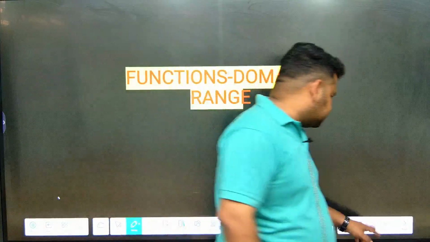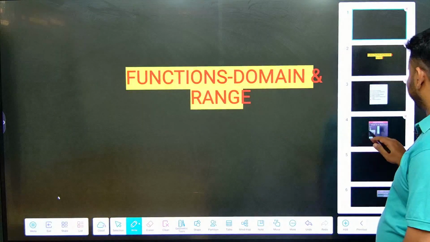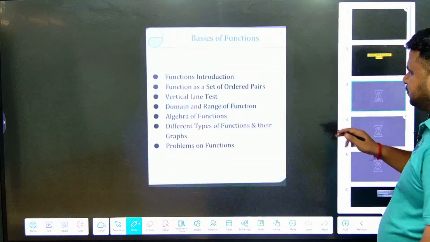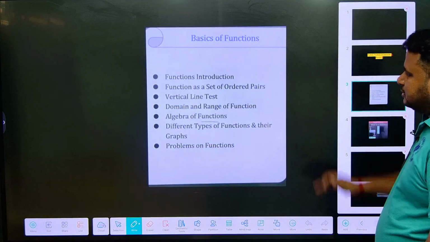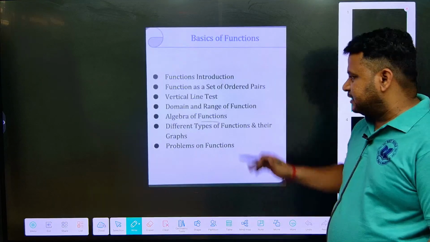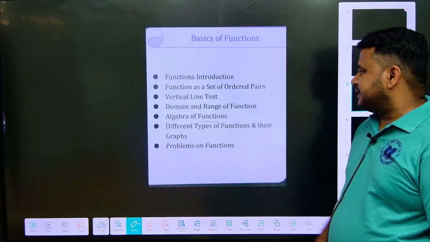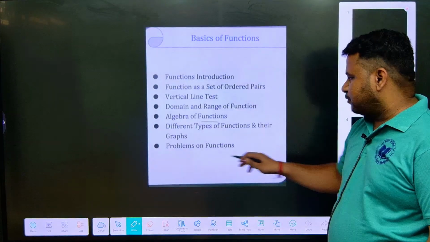So we are discussing the topic of functions, domain and range. Till now we have understood what is a function. These are the topics that we have to discuss under the topic of functions. The basics we have already discussed: what is a function, how a function is a set of ordered pairs, vertical line test, what is domain and range. Then algebra of functions, different types of functions and their graphs, and problems on functions.